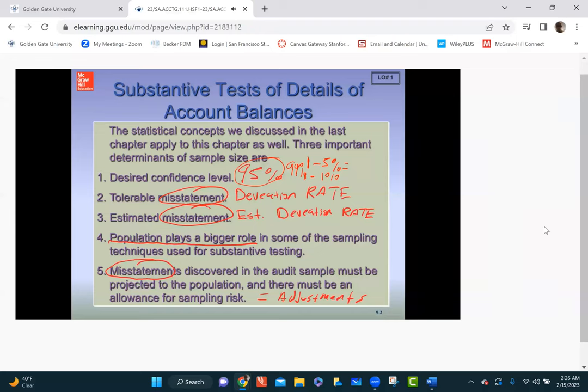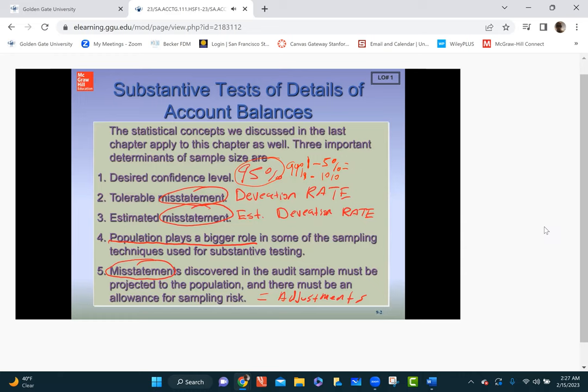Now, we talked about population and how population will affect sample size for our attribute sampling for our control testing. We said that for larger samples, population size really doesn't play that big of a role when we're talking about our attribute sampling, our control testing. For our substantive testing, population plays a much bigger role. And we're going to see how the size of the population would affect our sample size, particularly when we talk about our monetary unit sampling a little bit later.